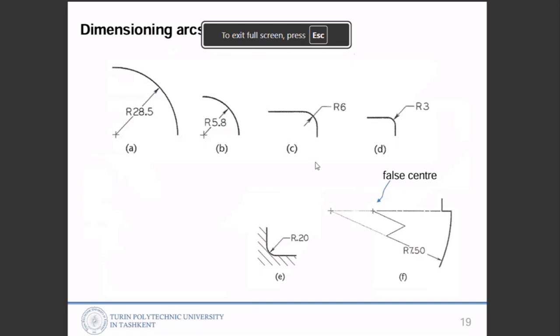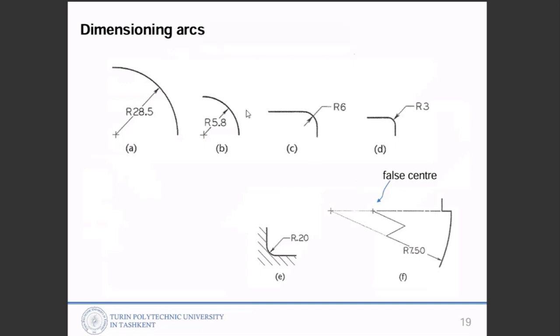So dimensioning arcs is done this way. We need to show the center to give the arc radius. That's the best way, but in some cases we might not show the center. So then how do we find it?